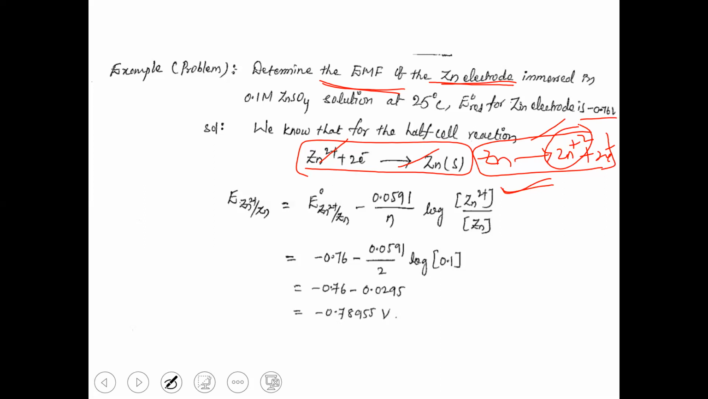Substitute the values: the potential is equal to minus 0.76 minus 0.059 by N. N means the number of electrons involved in the reaction, so here it is 2 electrons. Then what is the concentration? The concentration is already given, 0.1 M zinc sulfate, so we write the concentration as 0.1. Then on simplification, we get minus 0.76 minus 0.0295, which is equal to minus 0.78955 volts. So this is the EMF of the zinc electrode. This way you can easily find out the EMF of any electrode or cell reaction.